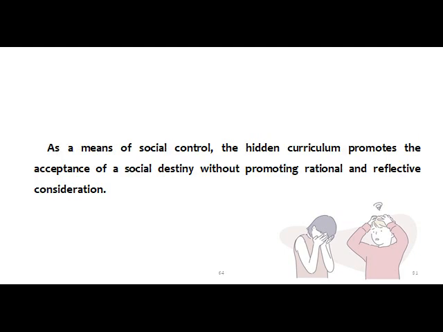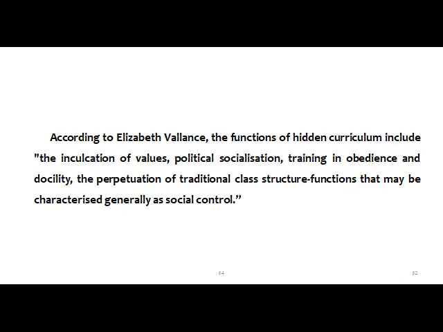As a means of social control, the hidden curriculum promotes the acceptance of a social destiny without promoting rational and reflective consideration. According to Elizabeth Valens, the functions of the hidden curriculum include the inculcation of values, political socialization, training in obedience and docility, and the perpetuation of traditional class structure, functions that may be characterized generally as social control.